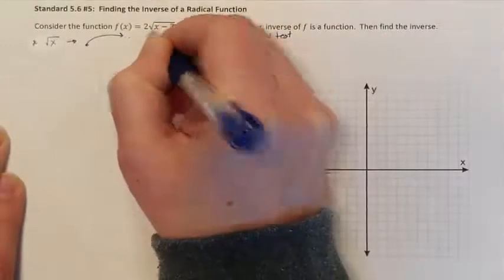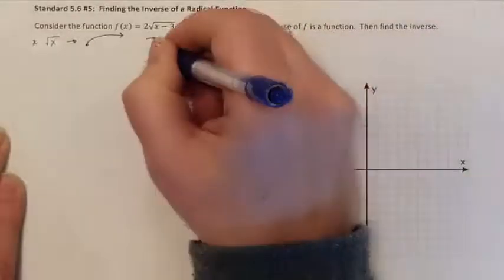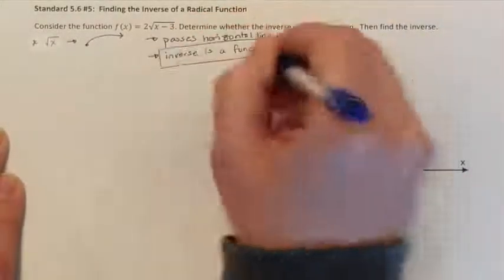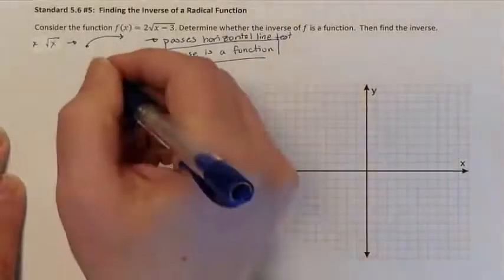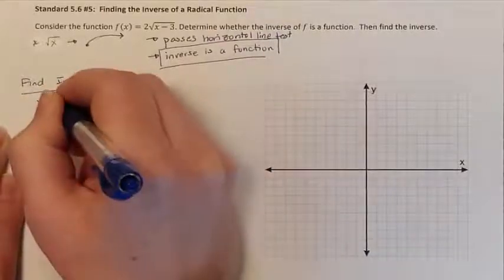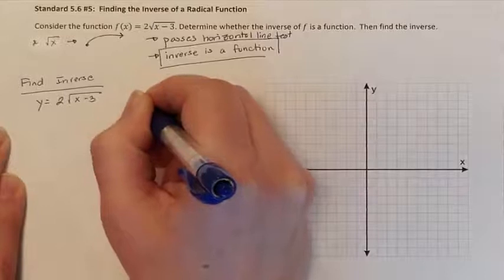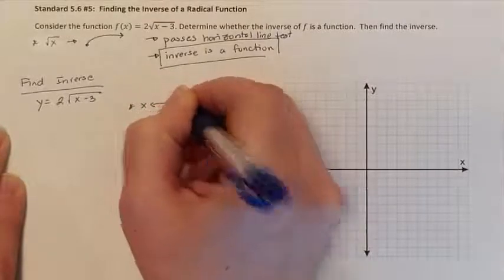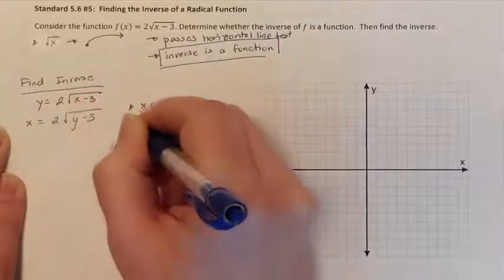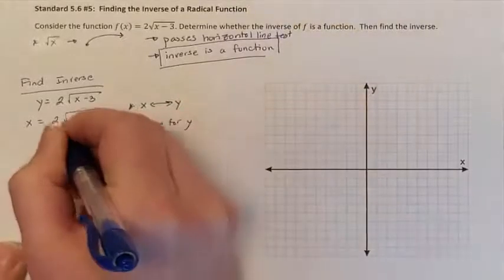And that tells me that if I were to find the inverse and graph the inverse of this function, the inverse would be a function. So now let's actually find the inverse. I have the function y equals 2 square root x minus 3. Our first job is to switch the x and the y. So this is x equals 2 square root y minus 3. And we need to solve for y. So I'm going to divide both sides by 2.